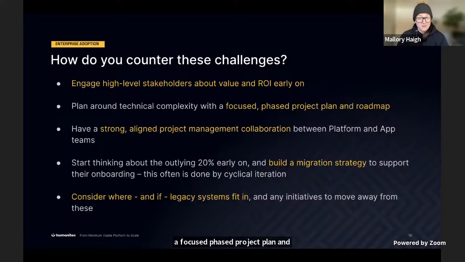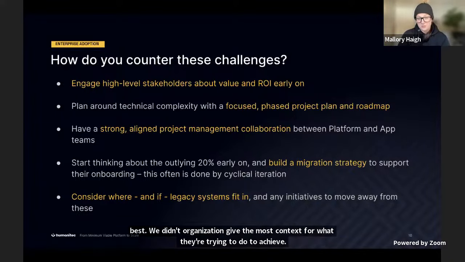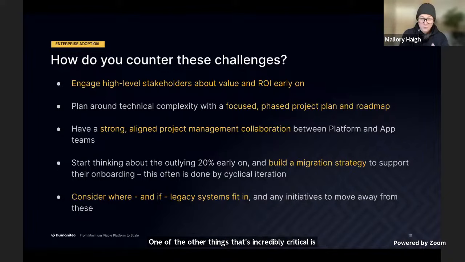Sometimes they're not always called MVPs. Sometimes they get called lighthouses. Sometimes they get called pilots. It's whatever works best within the organization to give it the most context for what they're trying to achieve. One of the other things that's incredibly critical is having a strong, aligned project management collaboration between the platform and application teams or the business unit teams, whatever that division might be.